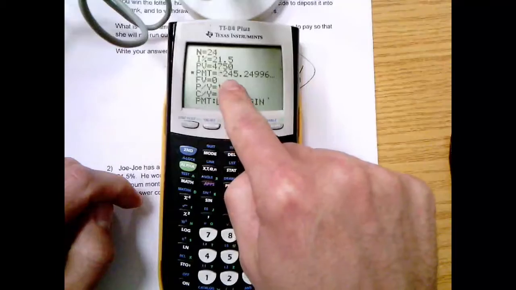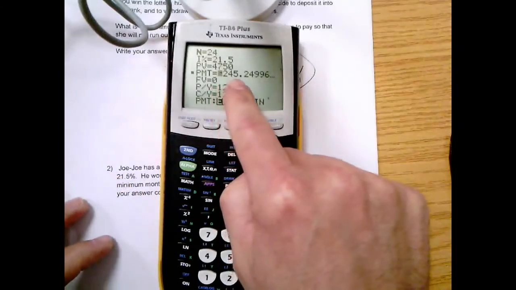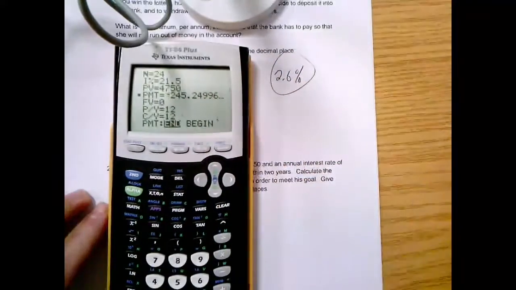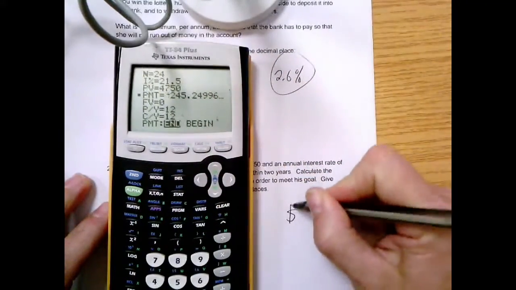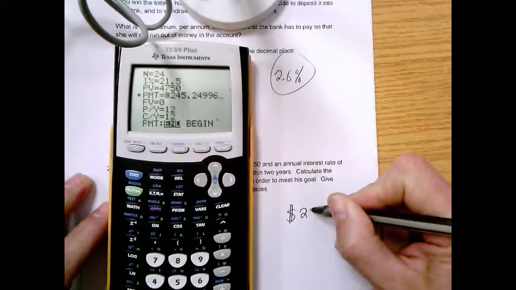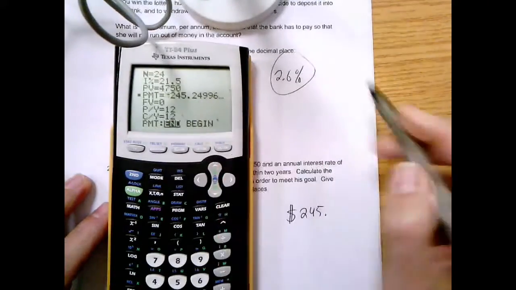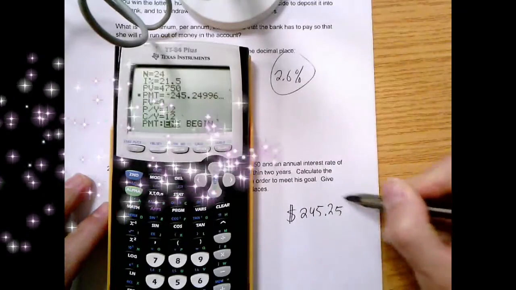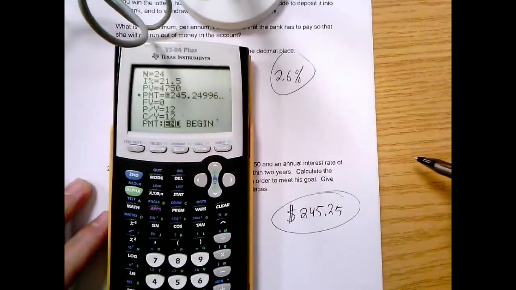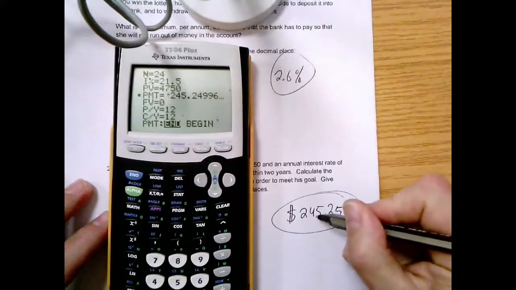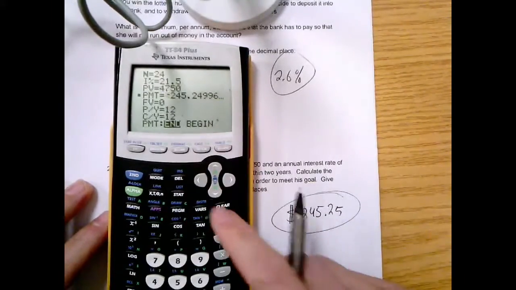It says 245.2. It says round to 2 decimal places. So every month I'm going to pay $245.25. And if Jojo does that and doesn't add any more to his credit card debt, he'll be all paid off and out from under that debt. So good job, Jojo. All right, let's keep it moving.